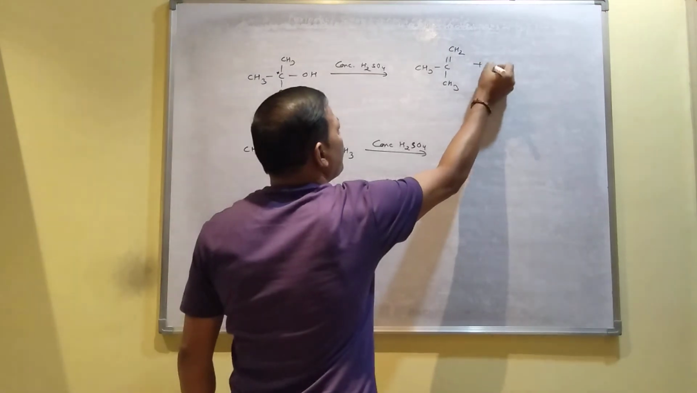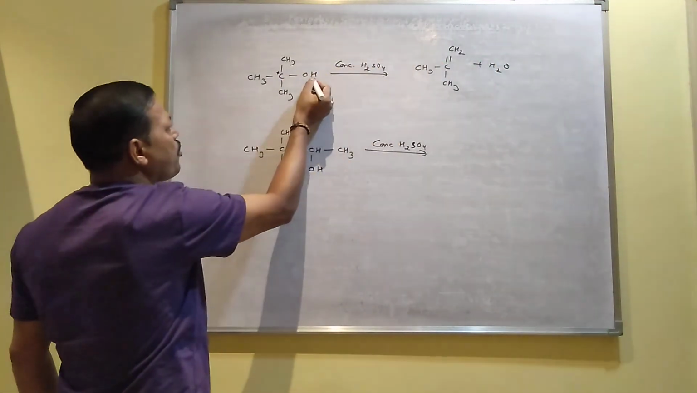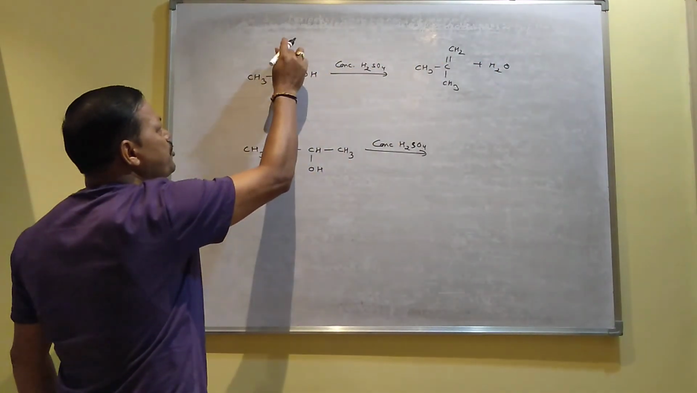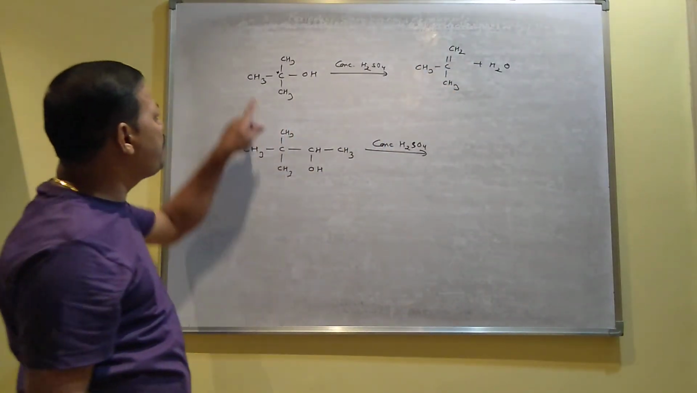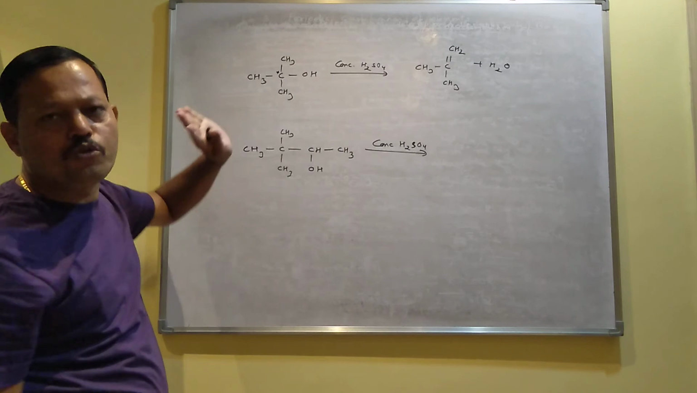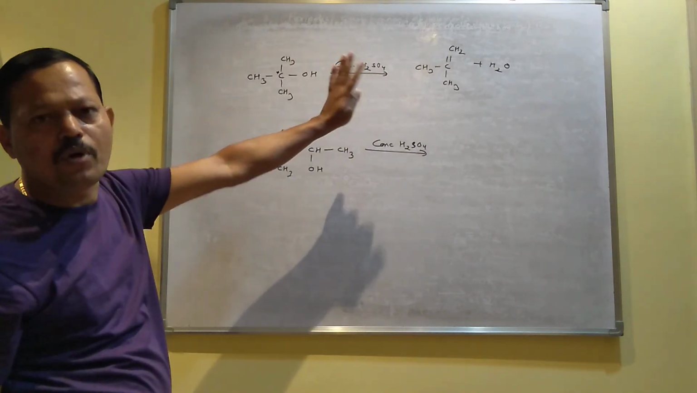The side product will be water. I mean OH is released from this carbon, one hydrogen is released from this carbon, and you will get 2-methyl propene. Similarly, if you release from this one also, you will get 2-methyl propene. That's why I have written only one product.